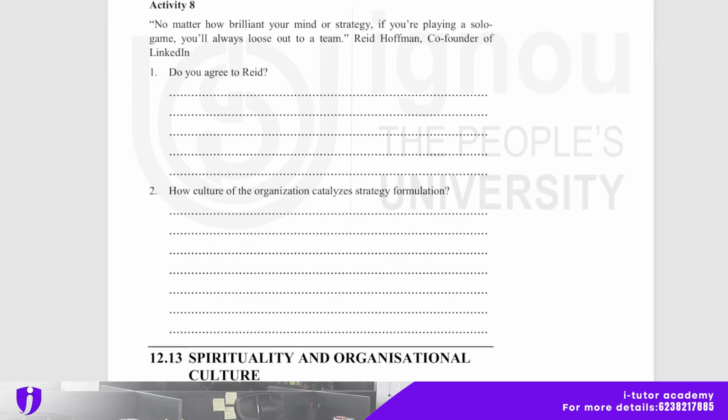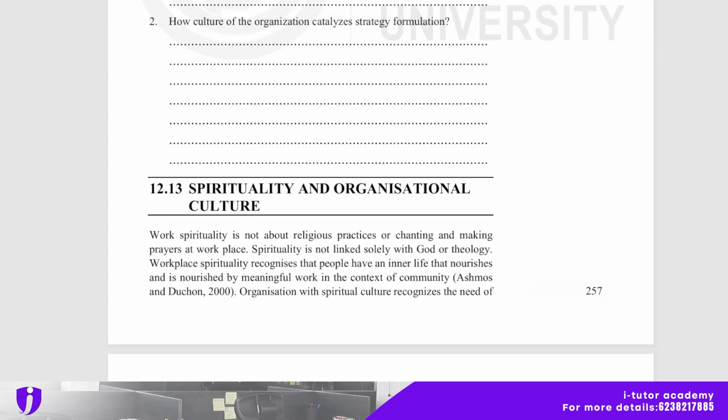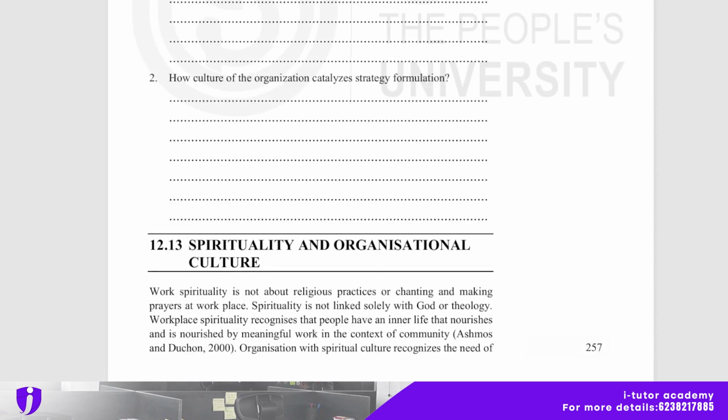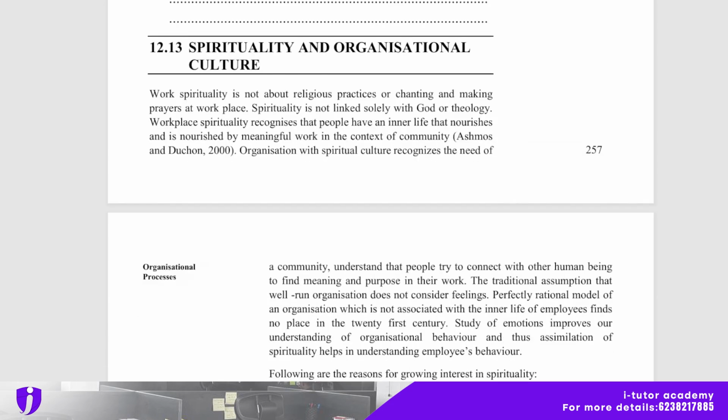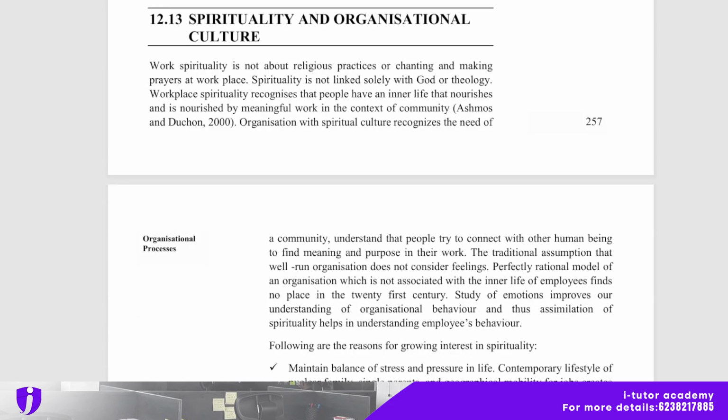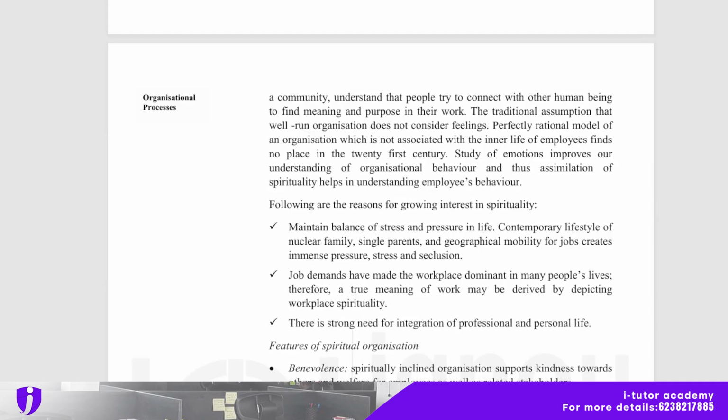Okay, and the next is spirituality and organizational culture. Workplace spirituality is not about religious practice or chanting and making prayers at the workplace. Spirituality is not linked solely with God or theology. Workplace spirituality recognizes that people have an inner life that nourishes and is nourished by meaningful work in the context of community. An organization with a spiritual culture recognizes the need for community and understands that people try to connect with other human beings to find meaning and purpose in their work.